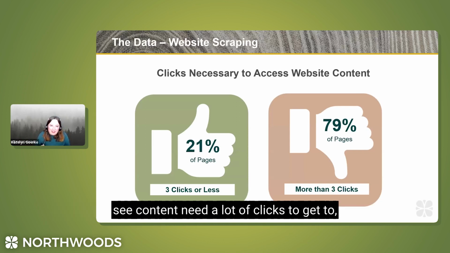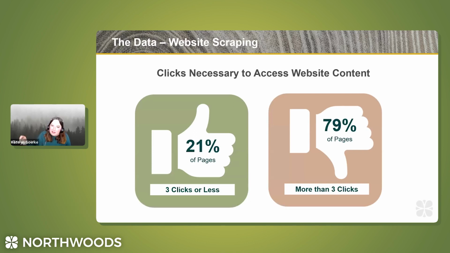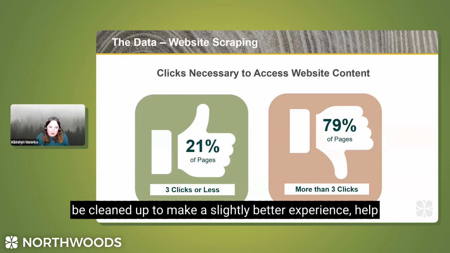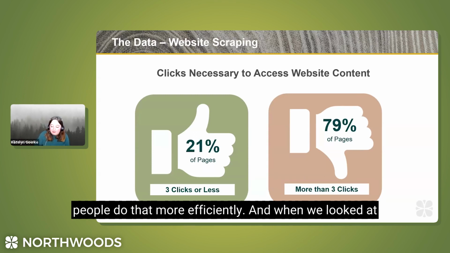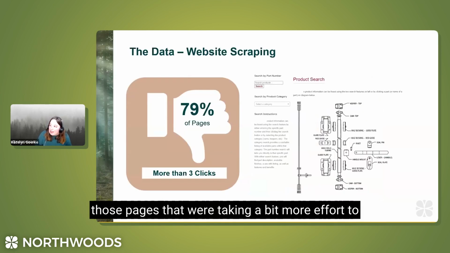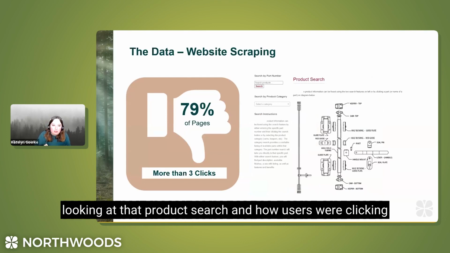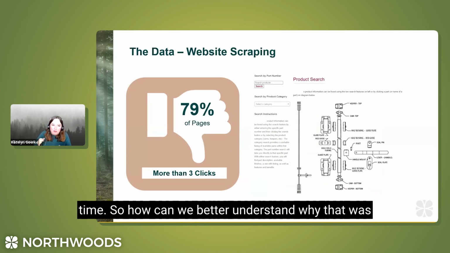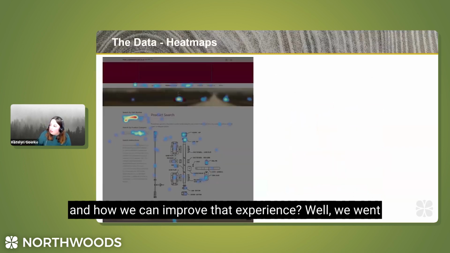Because typically if we see content need a lot of clicks to get to, well, people get annoyed when they have to click through a bunch of pages to get to the content they're looking for. And usually it's a sign that something could be cleaned up to make a slightly better experience, help people do that more efficiently. When we looked at those pages that were taking a bit more effort to get to, it was all focused on product search. And looking at that product search and how users were clicking through there, that was what was taking them the most time. So how can we better understand why that was and how we can improve that experience?